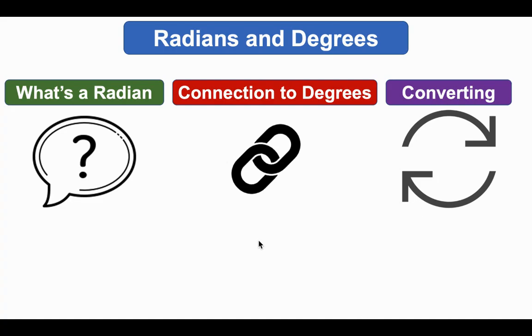Okay, welcome to the video on radians and degrees. In this video, we're going to cover three different things. First off, what a radian actually is. Second, we're going to connect that concept with the thing that you know already, which is degrees. And then we're going to work on converting back and forth between radians and degrees, and then degrees back to radians. So let's get started.